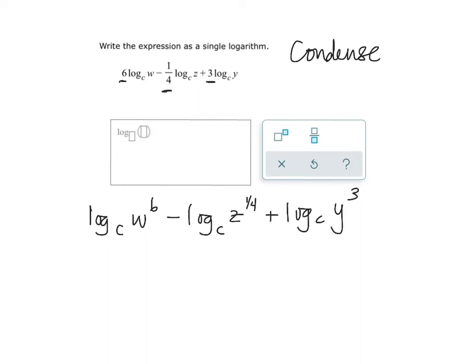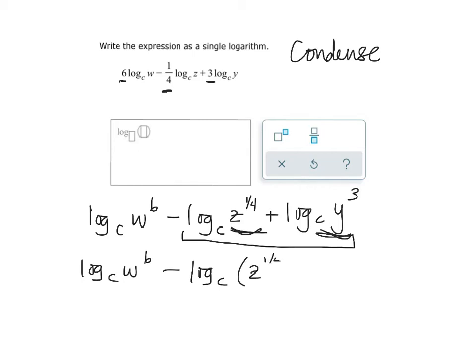Again, w, z, and y are just variables. They just hold the place of a number, so we treat them just like numbers. So we use the power rule. Now let's use the product rule to condense this part over here. So we have log base c of w to the 6th power minus, and when we condense, we multiply these two quantities. So we're going to multiply this here and this here. So we get log base c of z to the 1/4 times y to the 3rd.